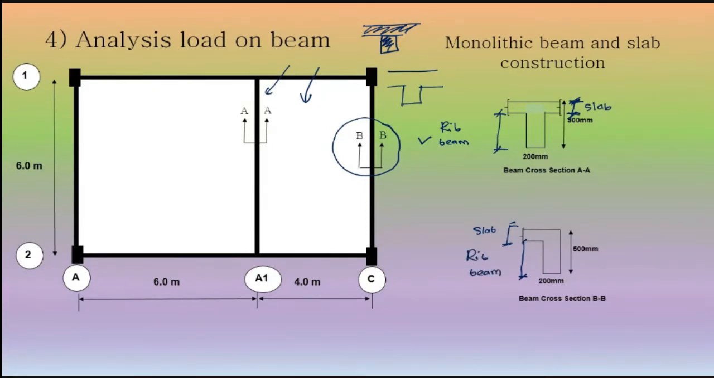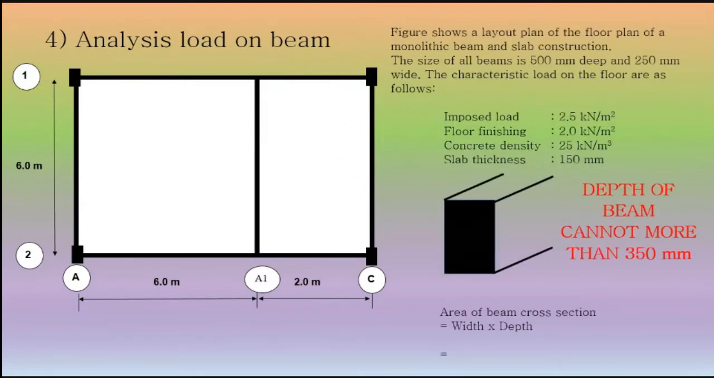Okay. Kenapa saya explain yang tu? Ada sebab. Kita tengok yang ni. Okay guys, nampak soalan ni? Figure shows a layout plan of the floor plan. Nampak guys? Boleh saya proceed? Okay. So kat sini dia kata figure shows a layout plan of the floor plan of a monolithic beam and slab construction. Ni dia mention. Tapi ada soalan tak mention. Kalau dia tak mention pun tak apa. Tapi itulah yang kita buat. Monolithic beam and slab construction.